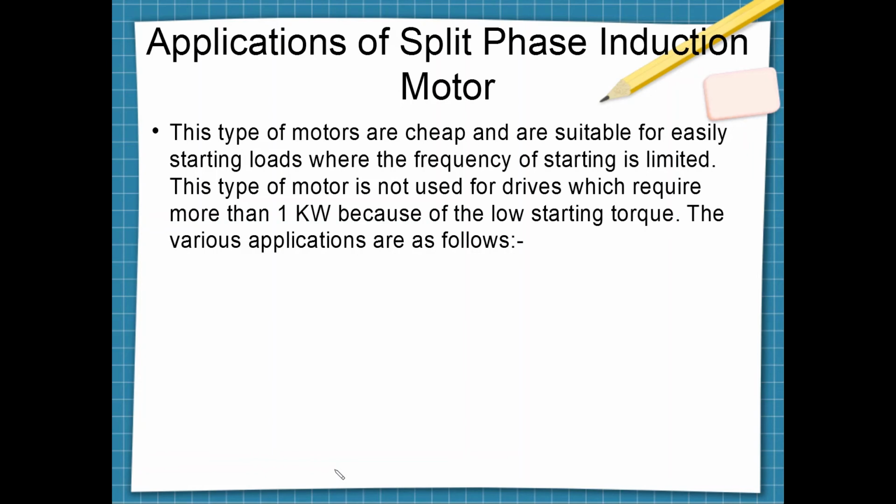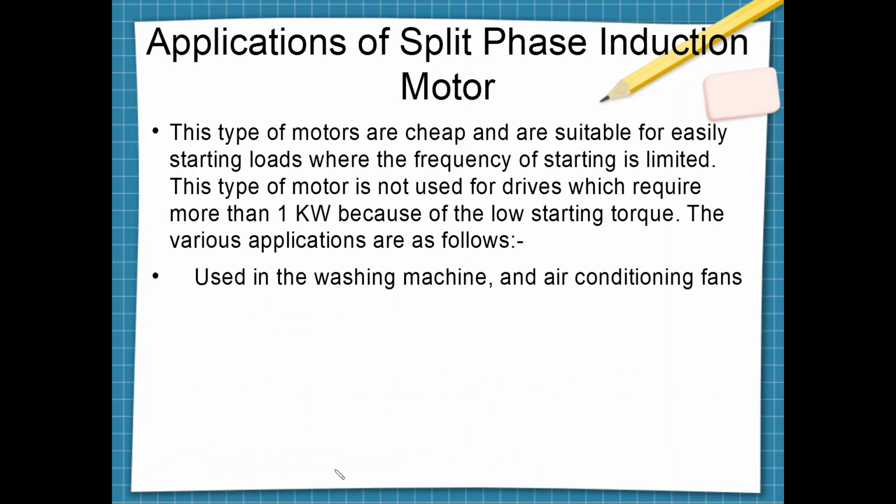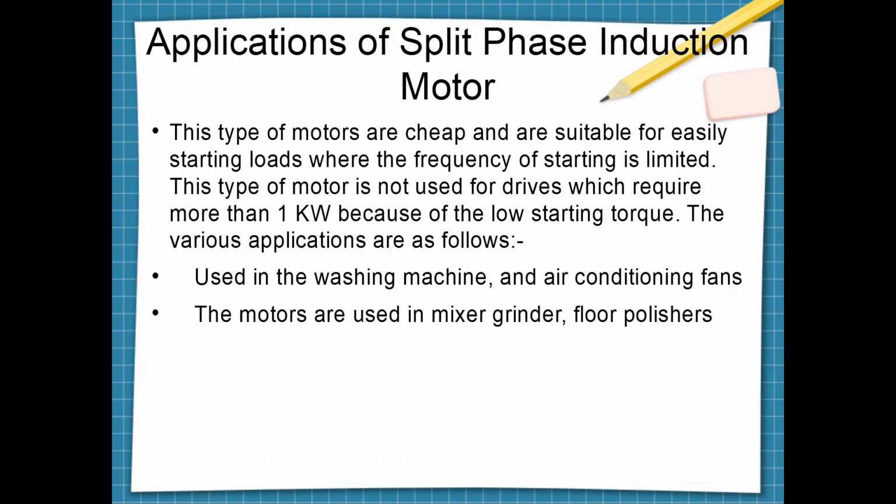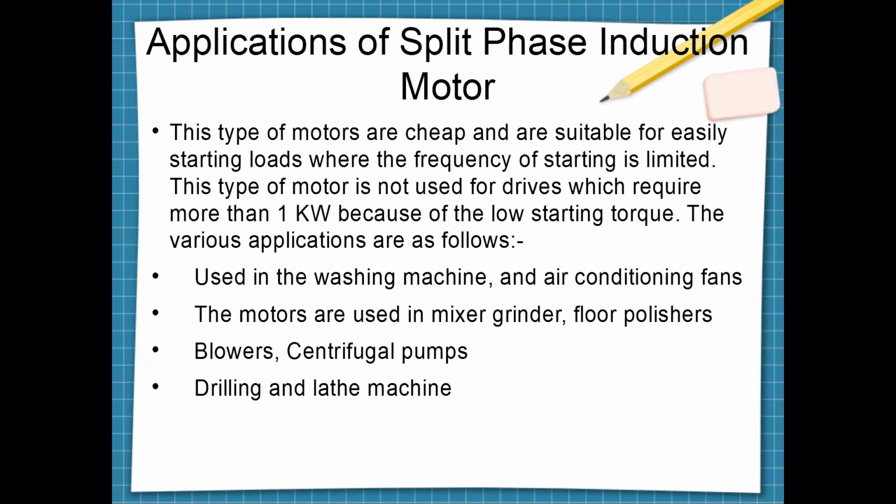This type of motor is cheap and is suitable for easily starting loads where the frequency of starting is limited. This type of motor is not used for drives which require more than 1 kilowatt because of the low starting torque. The various applications are as follows. It is used in washing machines and air conditioning fans. The motors are used in mixer grinders, floor polishers, blowers, centrifugal pumps, drilling and lathe machines.